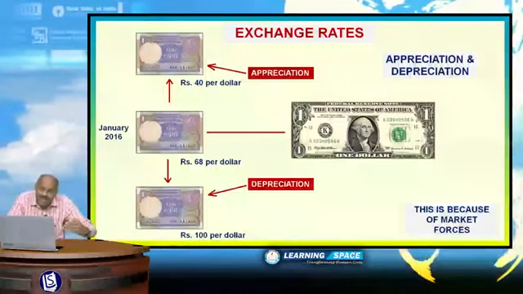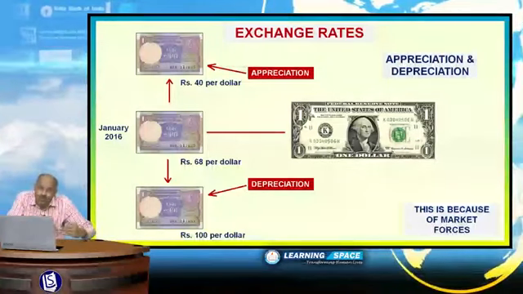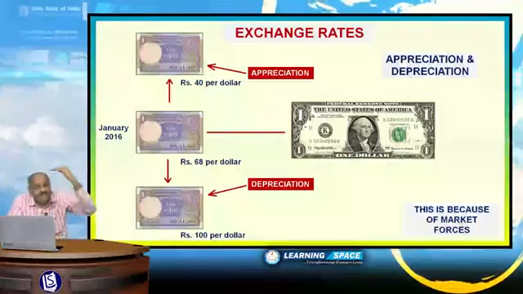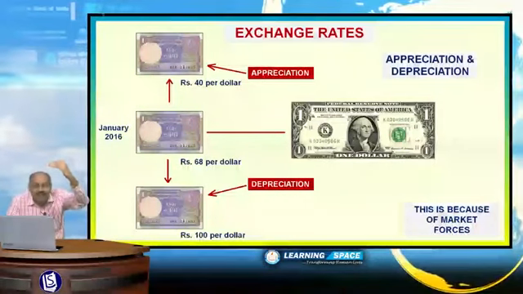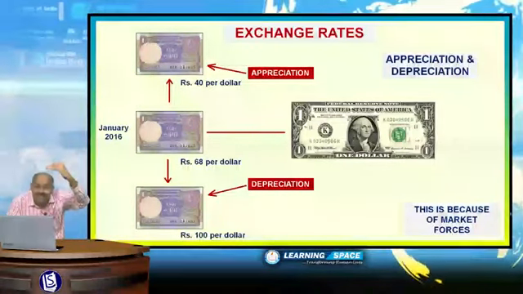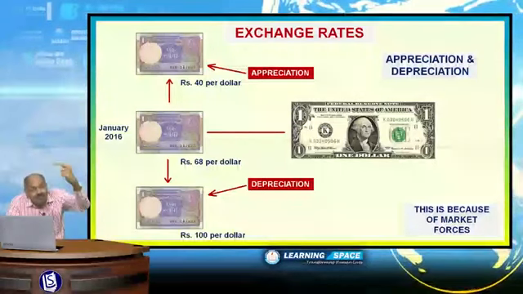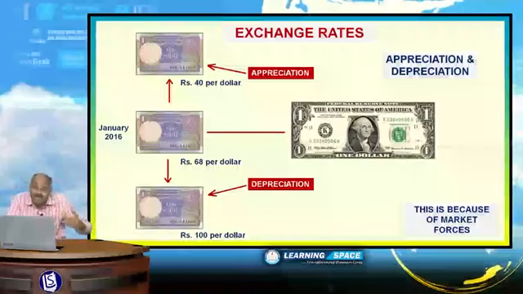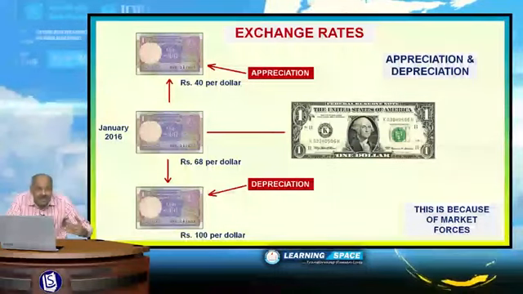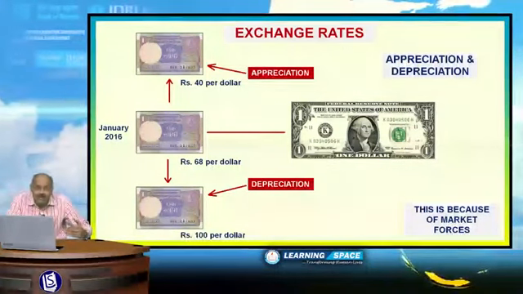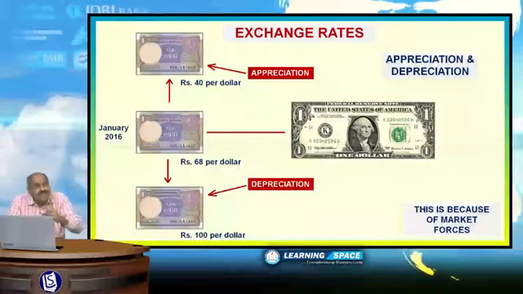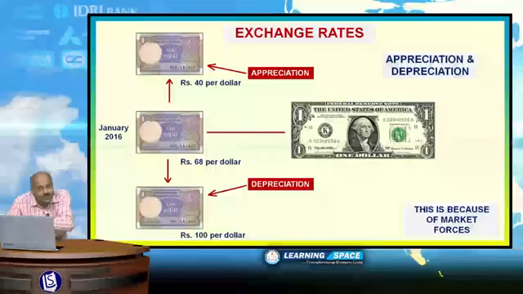If it becomes 100, it is a downfall of rupee. The currency value is diminished. But if it goes to rupees 40 per dollar, that is the currency is strengthened against dollar. That is appreciation. This is depreciation. So the difference between appreciation and depreciation is the currency value will go up or go down. And this takes place because of market forces.